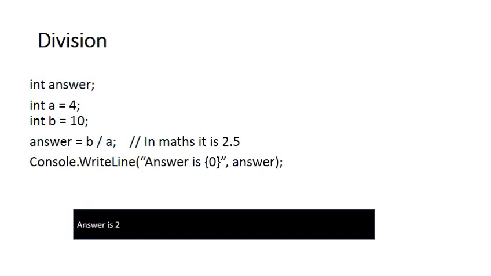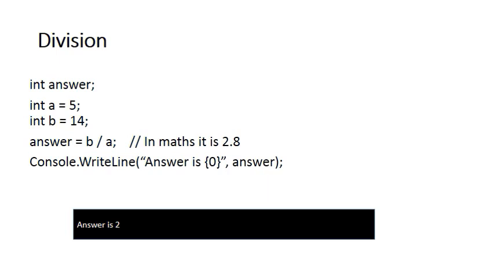What C# does is it simply throws away the 0.5 and gives the answer as 2. So 10 divided by 4, if they're both integers, will give you 2. Please note it doesn't round up or down, it simply just throws away the decimal. So if I say it throws away the decimal, when I say 14 divided by 5 in normal maths, the answer is 2.8.